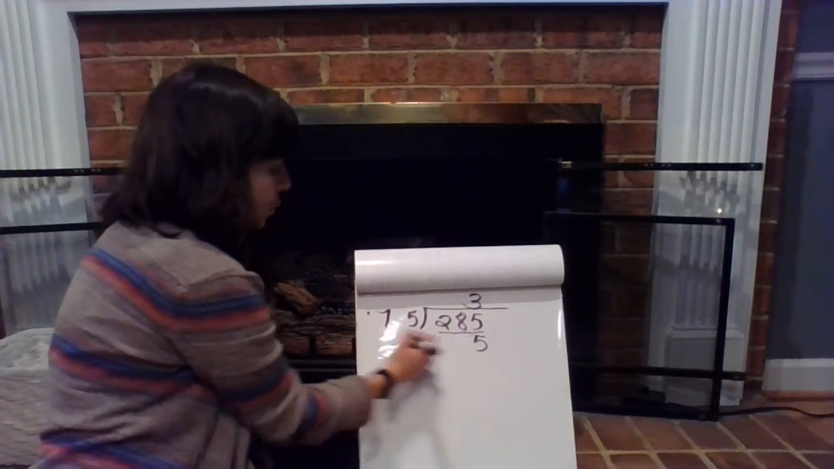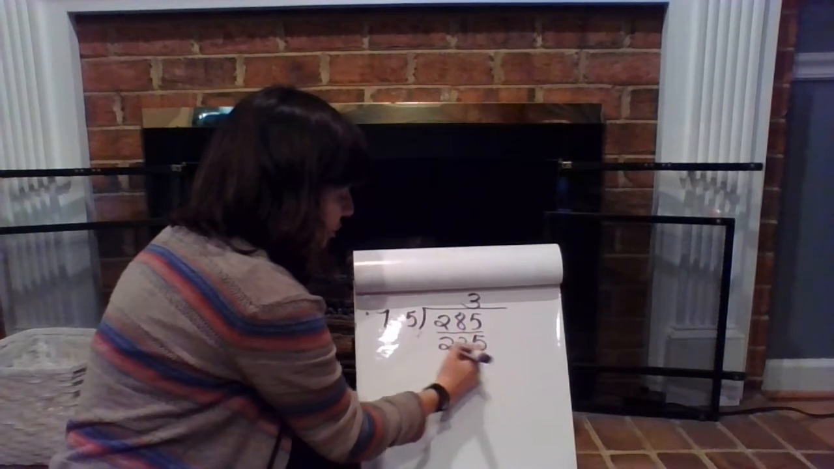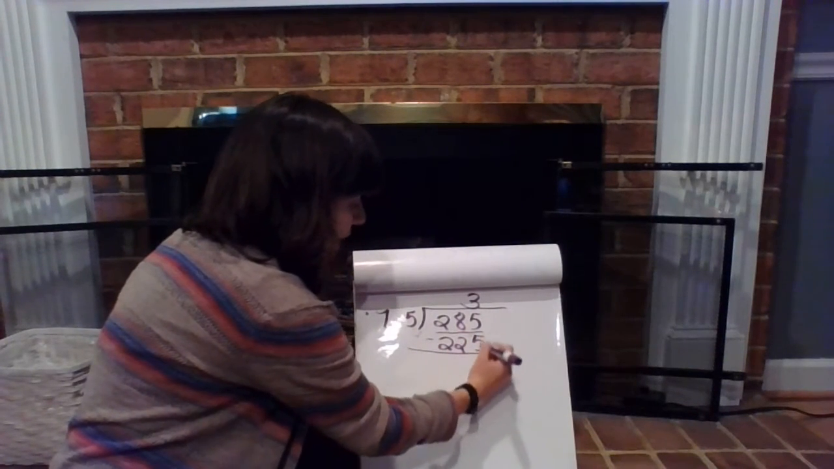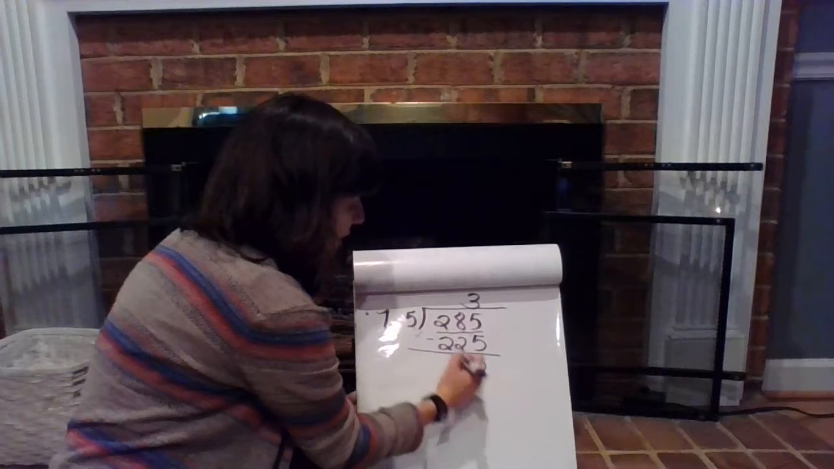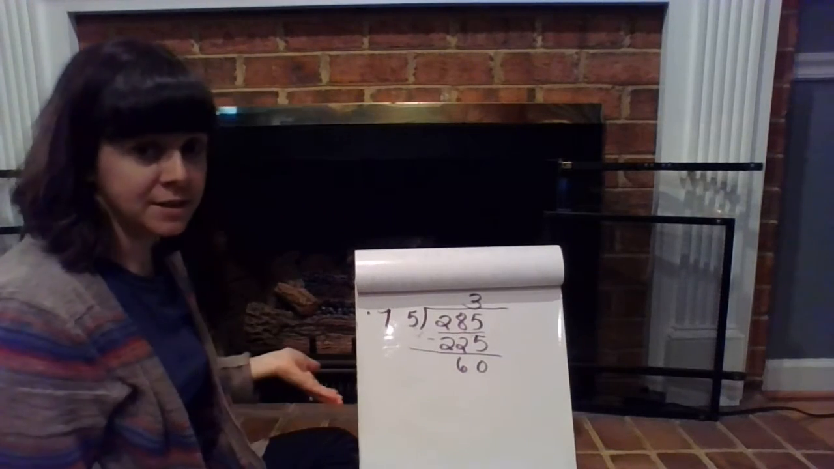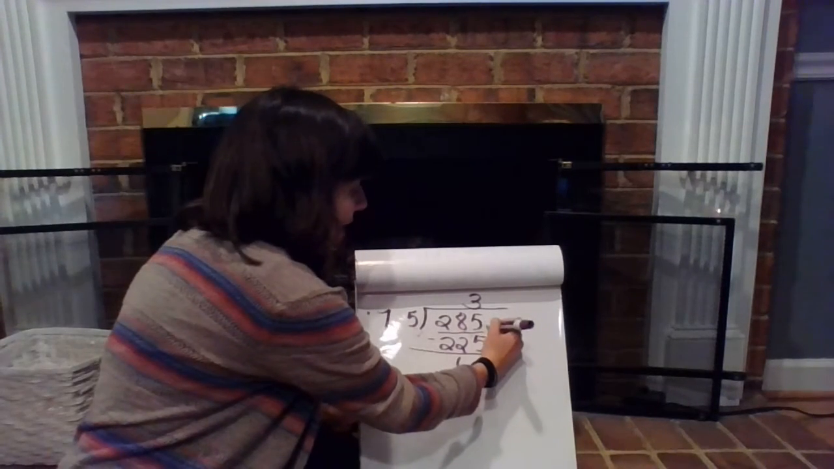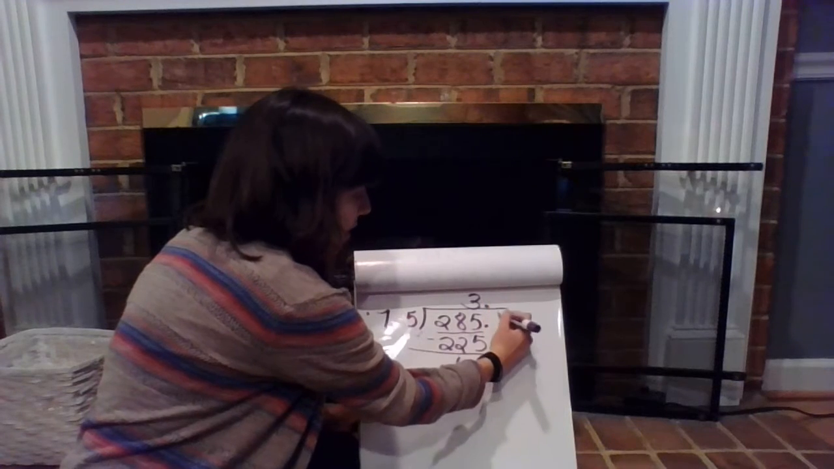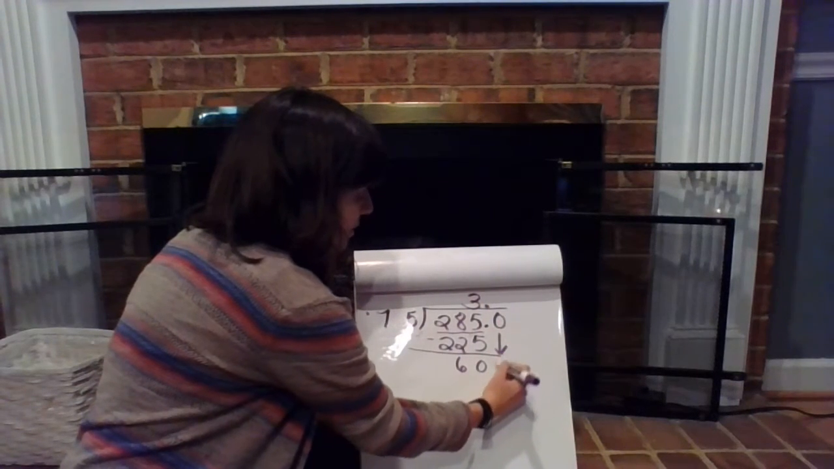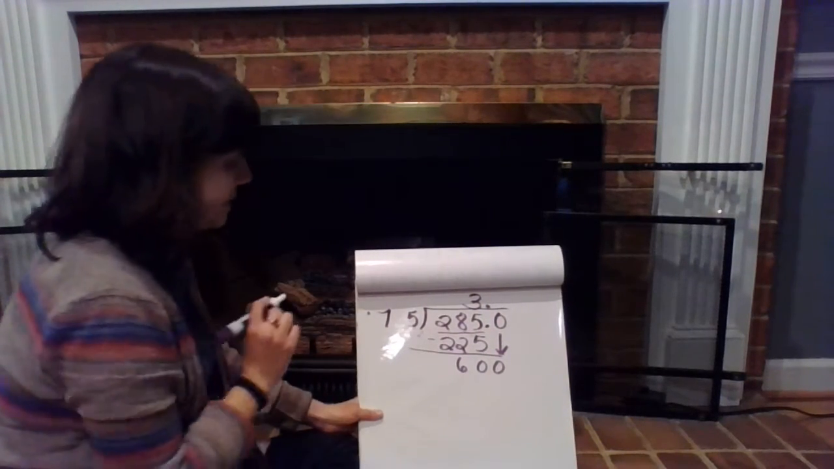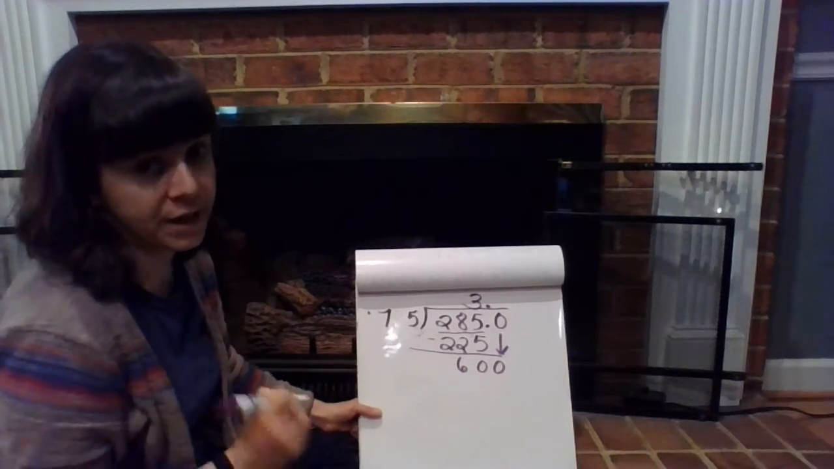3 times 7 is 21, plus 1 is 22. And then I'm going to subtract. So I get 0, 6, and then 0. So just like the last problem, I'm going to add a decimal this time and a 0. And I'm going to bring this 0 down. And then 75 will go into 600 8 times.